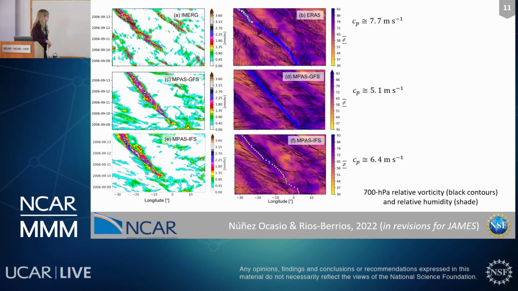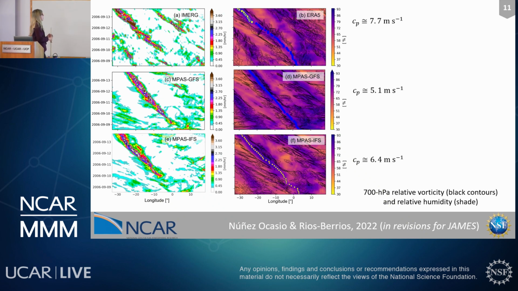So now let's look at some Hovmöllers. Here I'm showing you on the left column the rainfall rate Hovmöller. On the top is IMERG, middle MPAS GFS, and in the bottom MPAS IFS. On the right column, I am showing you in shade the relative humidity at 700 hectopascal, and the solid contours are relative vorticity at that level.